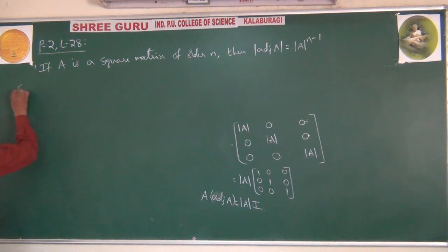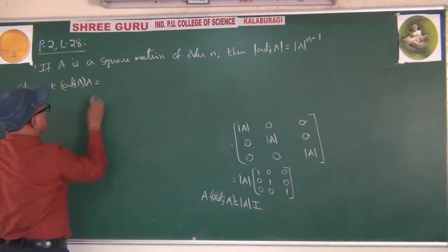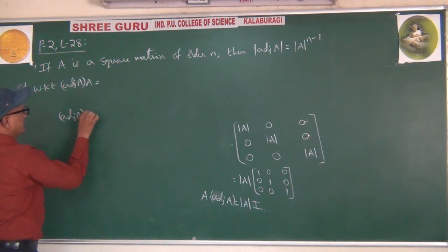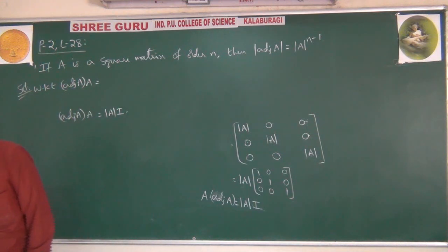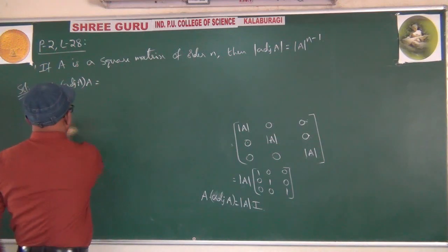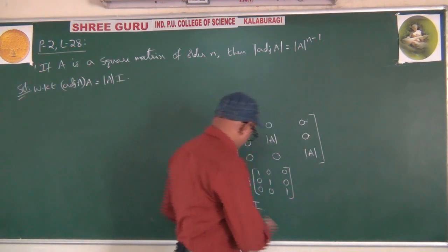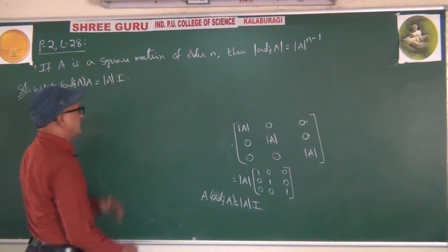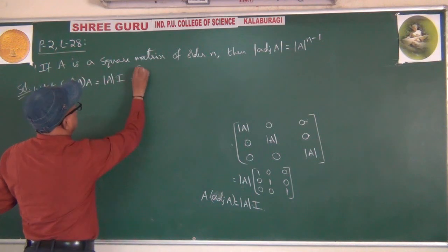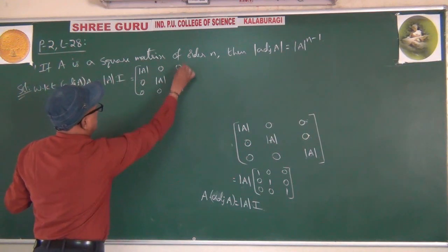Solution for this. A problem came, a theorem came, now the remark. We know that adjoint A into A equals, as we proved sometime back, determinant of A into I. Right? Adjoint A into A equals determinant of A into I. Determinant of A into I means the matrix with determinant A on the diagonal and 0 elsewhere.